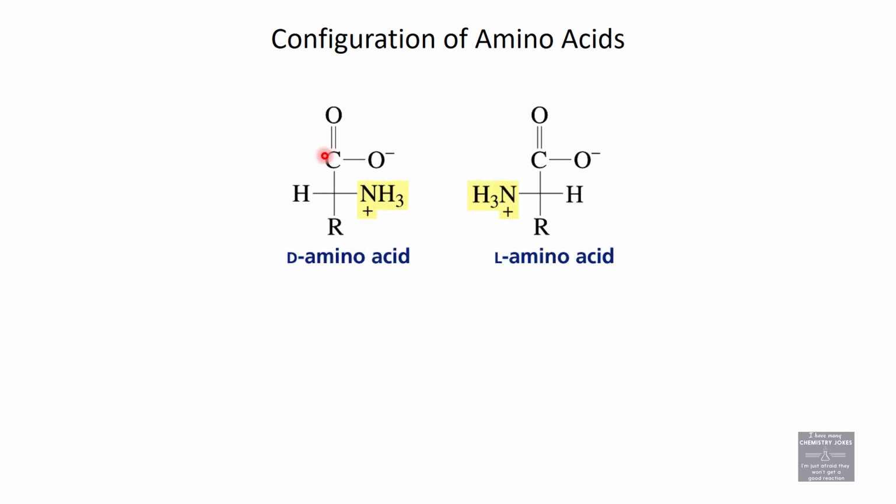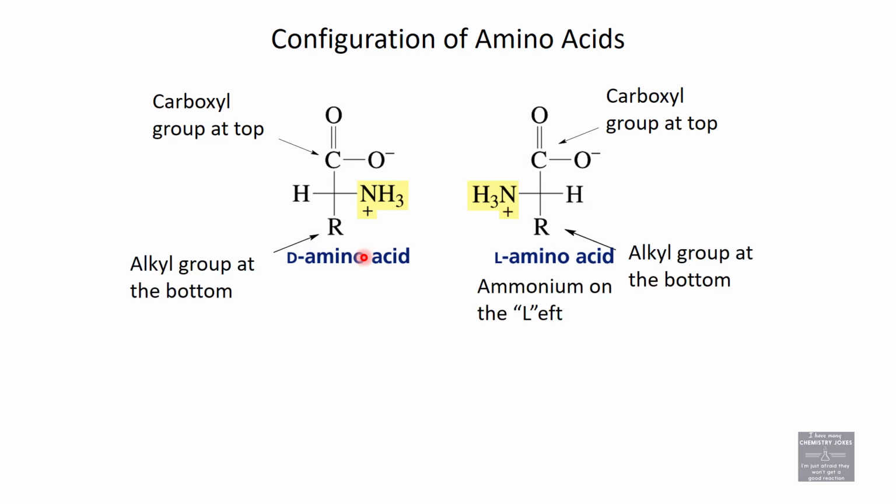Amino acids. They have a carbonyl carbon as well, a C double bond O carbon also. If you draw an amino acid with the carboxyl carbon at the top, the side chain of the amino acid goes down below, and the amine goes across the horizontal in a Fischer projection. You guessed it. If the amine is on the left, this is an L amino acid. If it's on the right, it's a D amino acid.